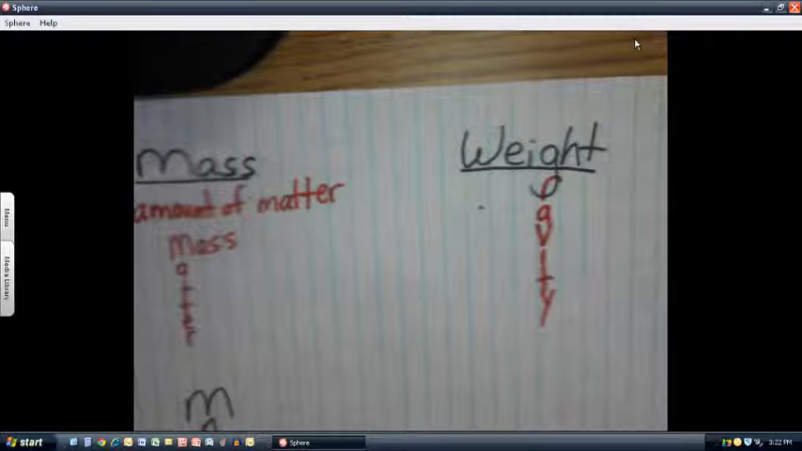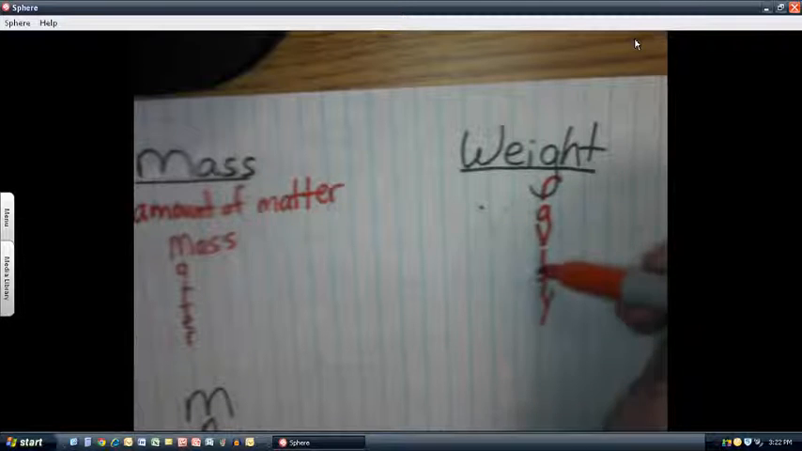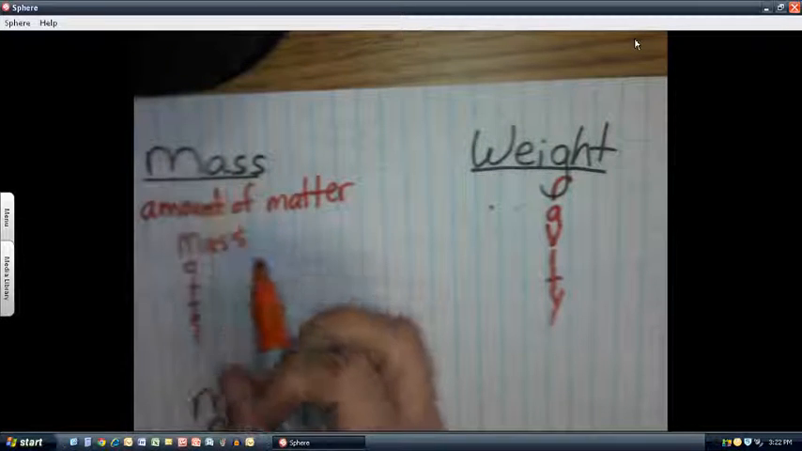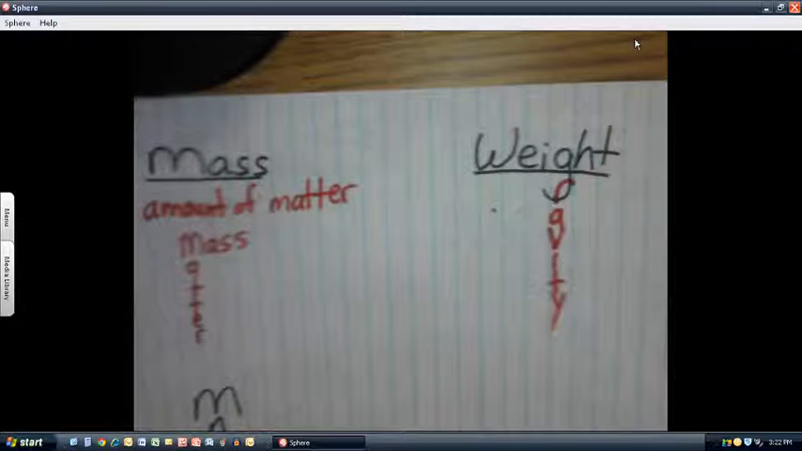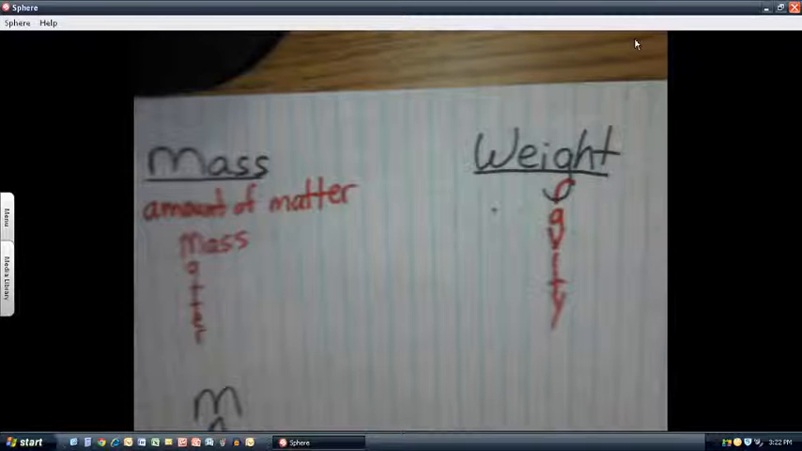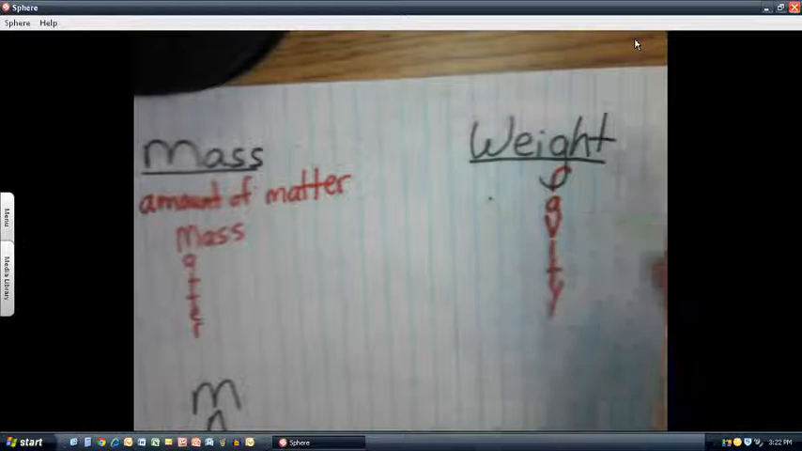When you go to the moon, your weight is going to change because the gravity is different. Mass is not going to change because the amount of matter that your body has does not change. So the biggest difference between these two is mass is the amount of matter in an object, and weight has to do with gravity. The other thing that I thought was really neat was if I write mass up and down this way, it helps me remember exactly what mass is.